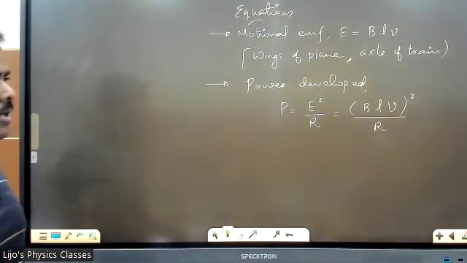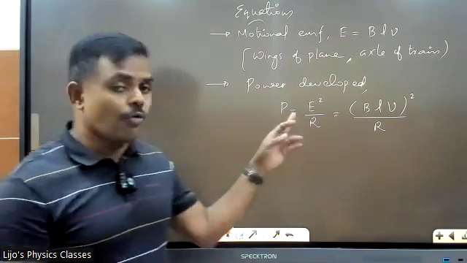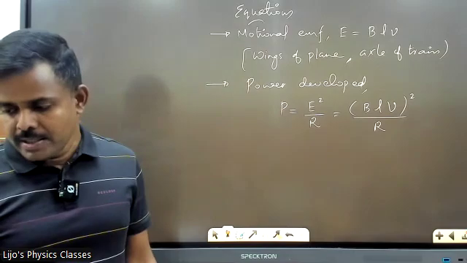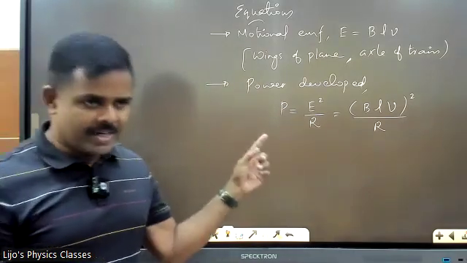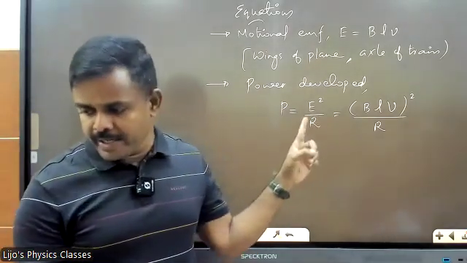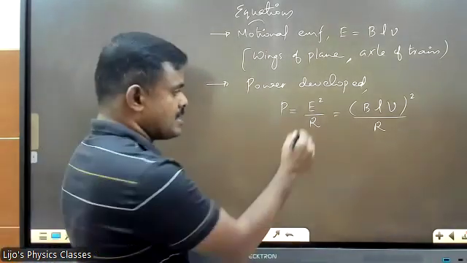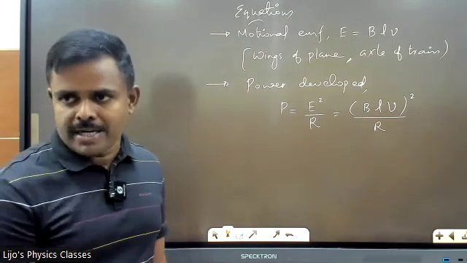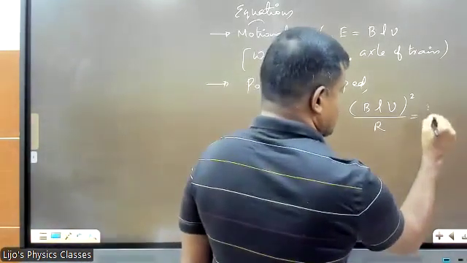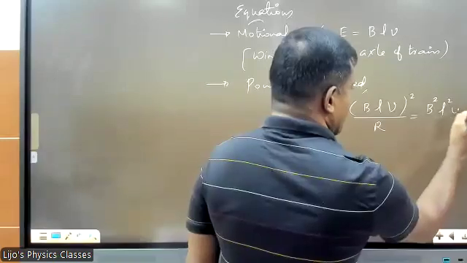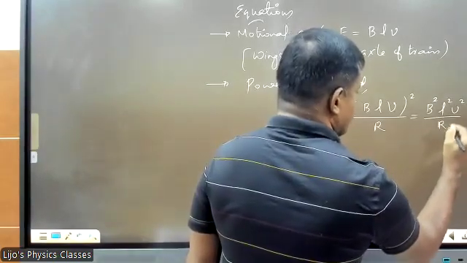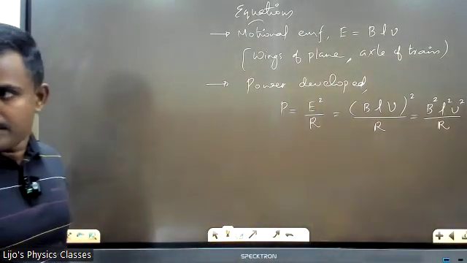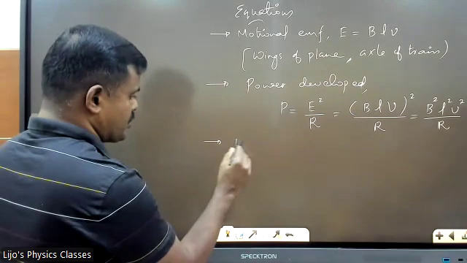How do you calculate the power? Power is given by V square by R or E square by R. This is called Joule's law of heating. Tell me if you have any confusions. Power is given by EMF square divided by resistance. All right. BLV the whole square by R. That is equal to B square L square V square by R. Got it?